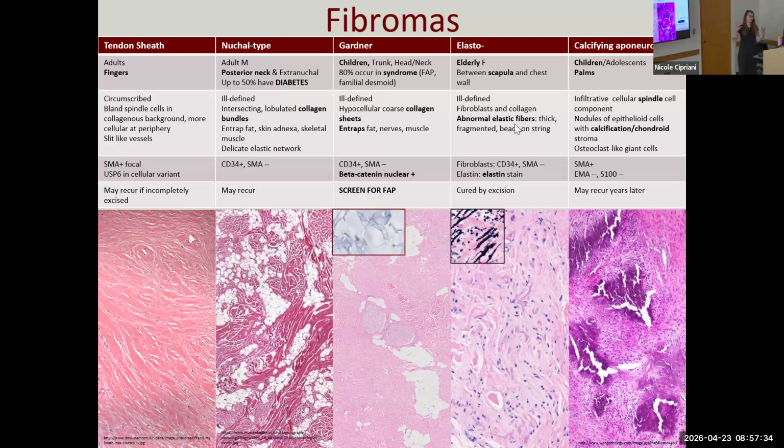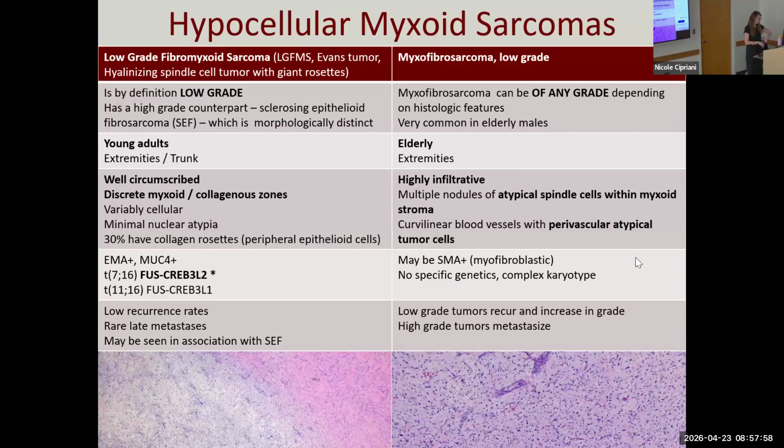Elastofibroma, specifically between the scapula and the chest wall on your back, so kind of under the scapula, with these large elastic fibers, and sometimes they show beading if you do an elastin stain. Calcifying aponeurotic fibroma, distal digits and hands of kids with this sort of central calcified material and these peripheral histiocytes and fibroblasts. Okay, moving into the sarcomas.